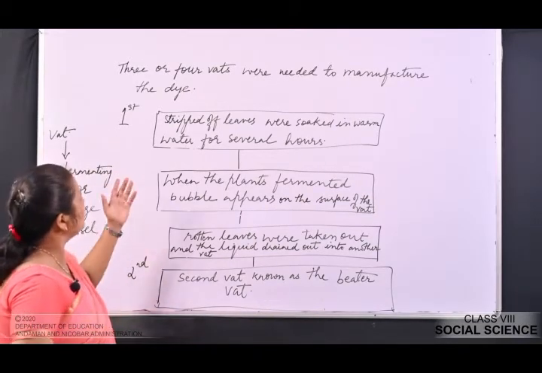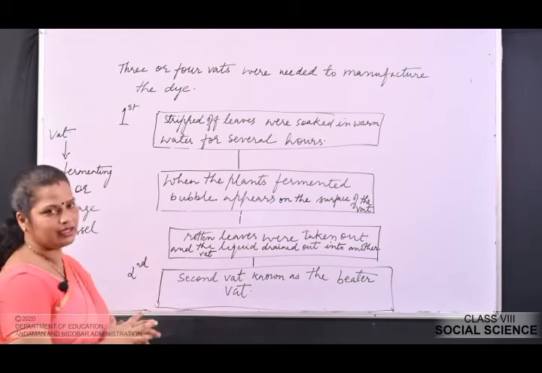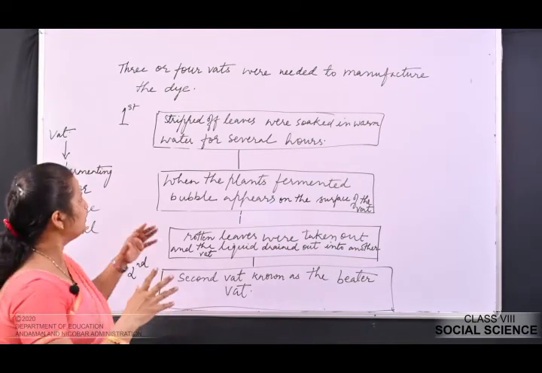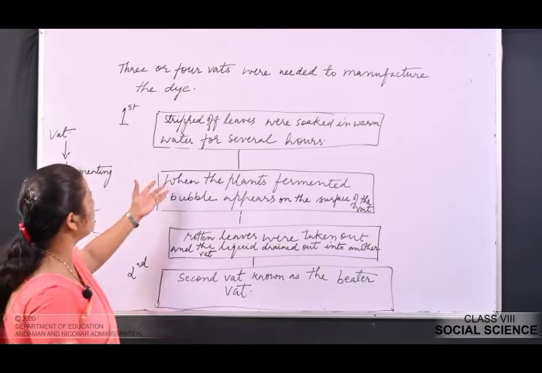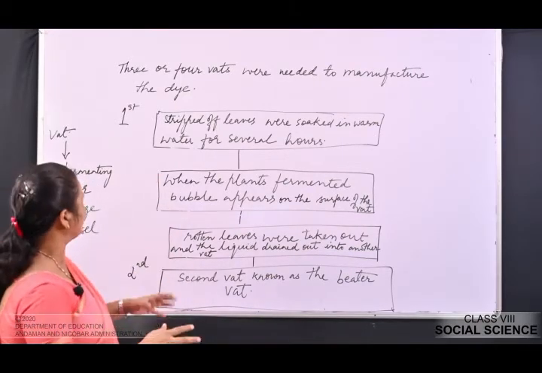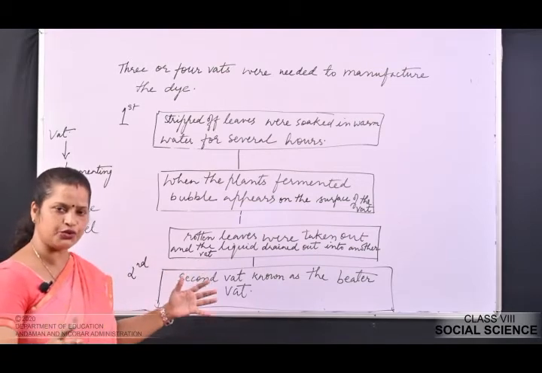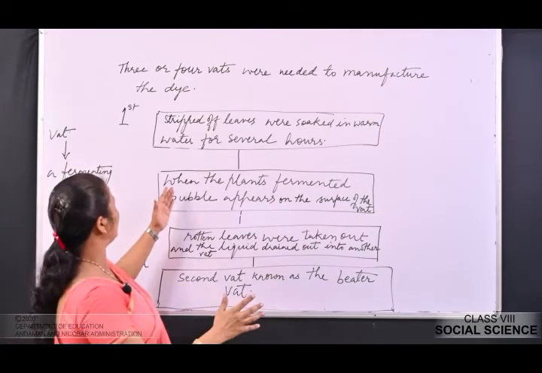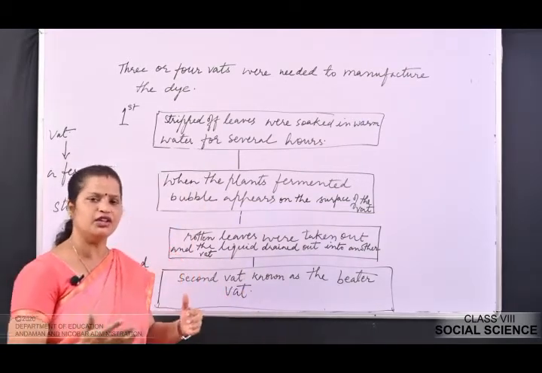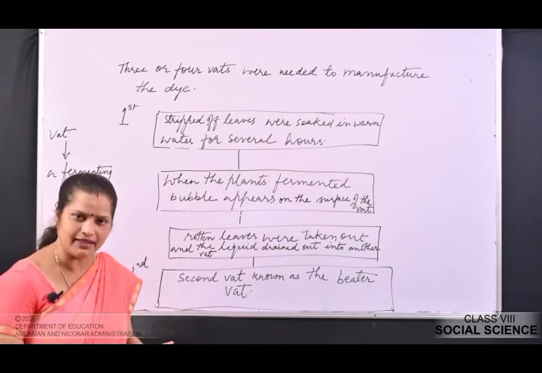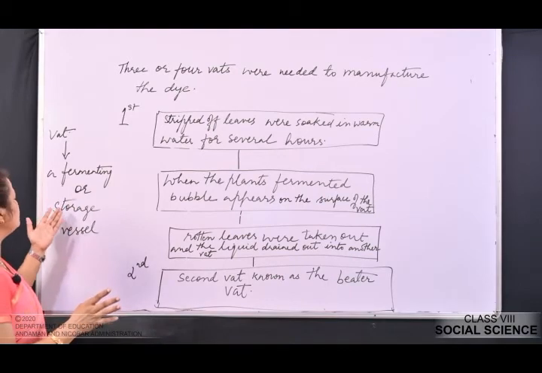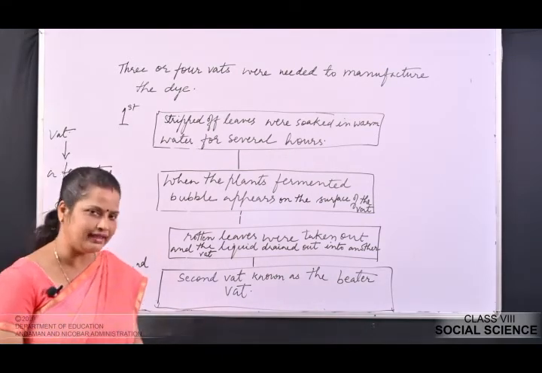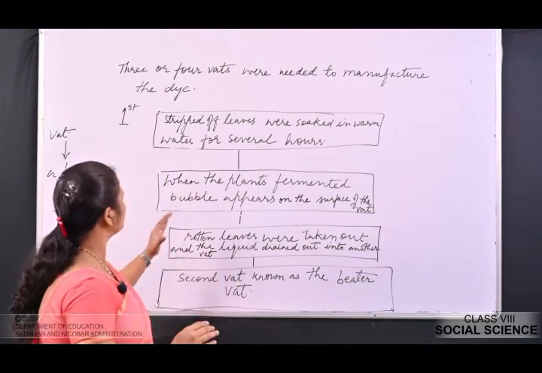Now 3 or 4 vats were needed to manufacture the dye. Here I would like to make you understand in the form of a flow chart. For making the dye you need 3 or 4 vats, and in the first vat there is a first procedure. Again I am telling you, a vat is nothing but a fermenting or storage vessel. Is that clear? Now the first procedure: stripping.